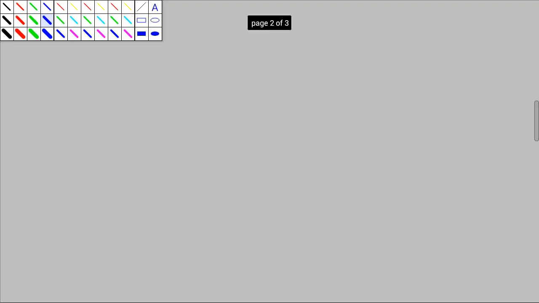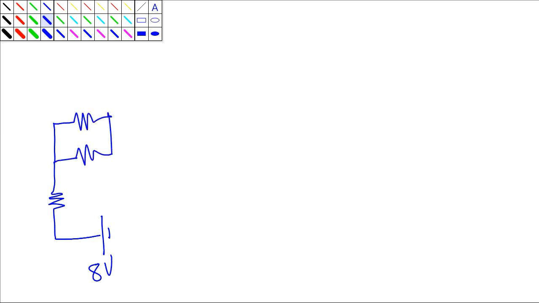Now let's try another one. Let's say that I have a circuit that looks like this. I have an 8-volt battery. I have some resistor here that's unknown. And then I have 2 additional resistors. This will be 4 ohms. 4 ohms. I don't know what this resistor is, but I want to know it. And the other piece of information I have is that I know this is 4 volts.